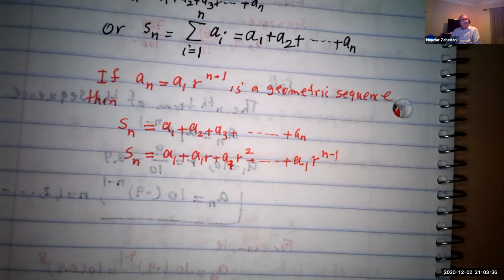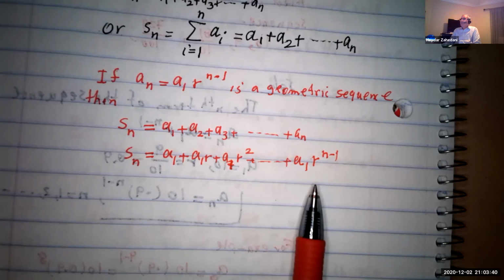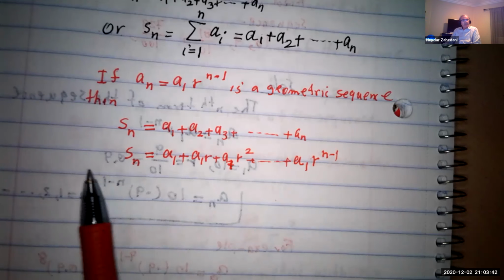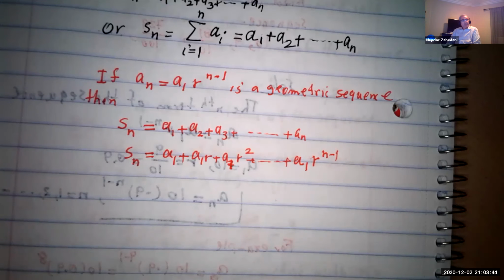Okay? So if you want to find the sum of the n terms of this geometric sequence, this is the way you're going to find it. You add them together. But you can use a trick to get a nice formula for it. Let's see what the trick is.